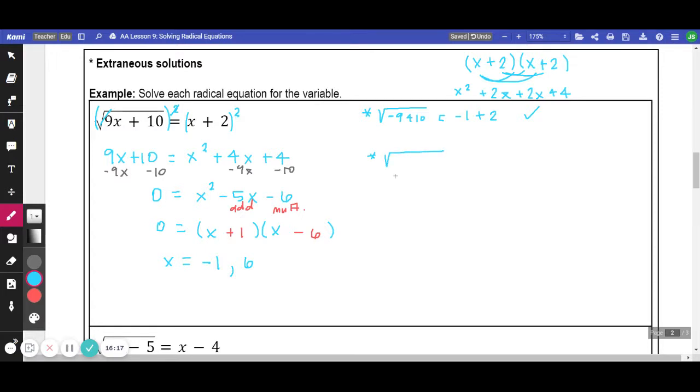I also need to check 6. So if I put 6 in here, that's 54 plus 10 equals 6 plus 2. Oh, I forgot a plus 2. Okay, so 54 plus 10 is 64. Square root of 64 is 8. 6 plus 2 is 8. Both sides equal 8. It checks out. So these are both solutions. This one has two answers.